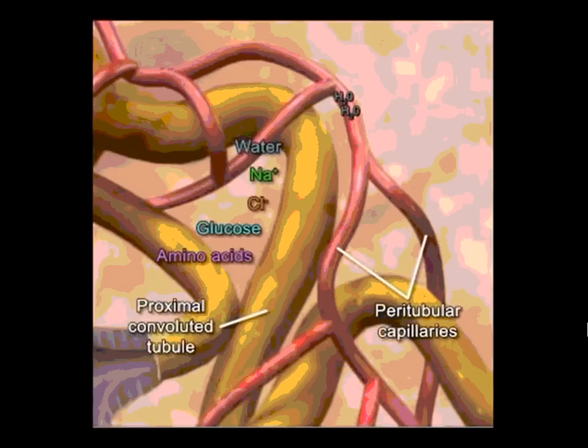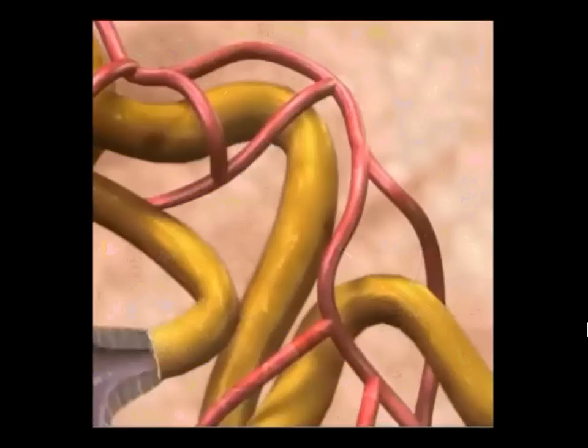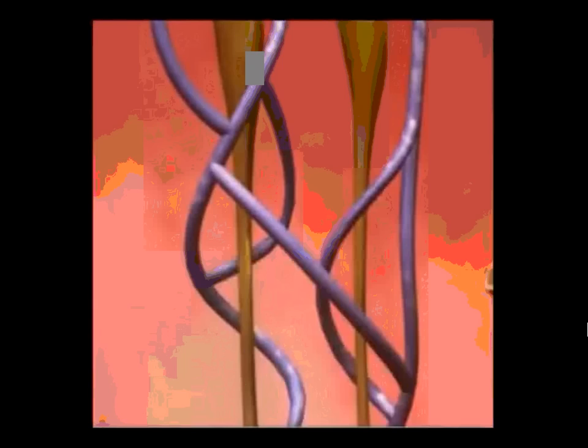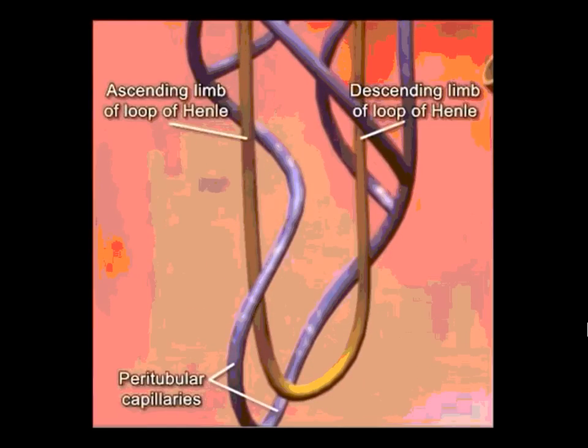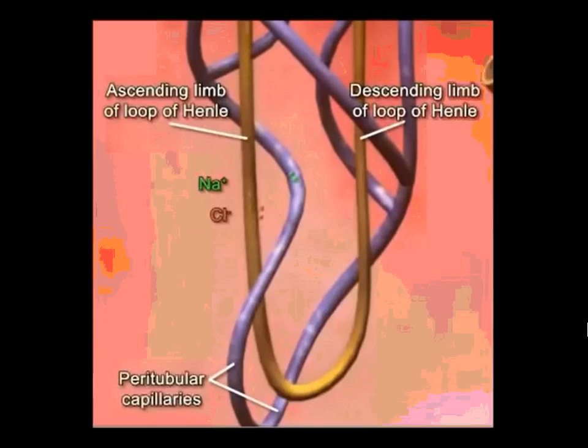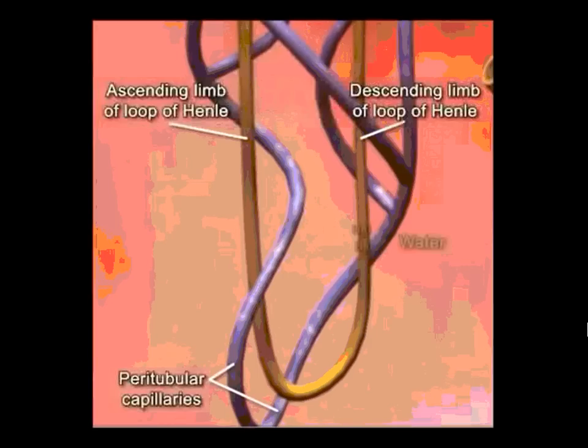In the proximal convoluted tubule, the sodium and chloride are transported out of the tubule. Then, water follows. In the loop of Henle, the pattern repeats itself. Sodium and chloride are transported out of the tubule into the blood. Then water follows.